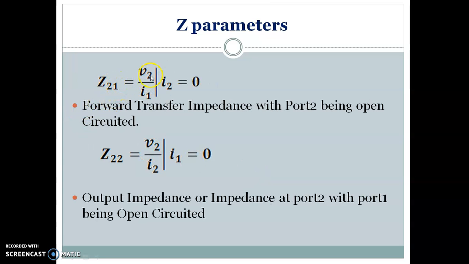Next, Z21 will be equal to V2 by I1 provided my I2 is equal to 0. So here it is the output port by input port, V2 by I1. So therefore it is a forward path. Since it deals with two different ports, it is a transfer impedance with port 2 being open circuited. And Z22 will be equal to V2 by I2 with I1 equal to 0. So V2 by I2 deals with only port 2. Therefore I can call this an output impedance, or the impedance at port 2 with port 1 being open circuited.